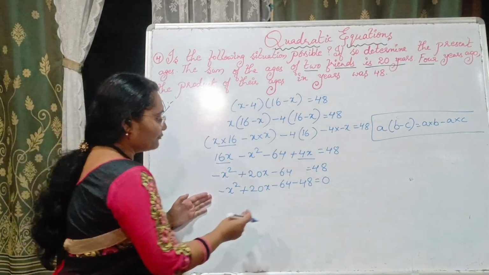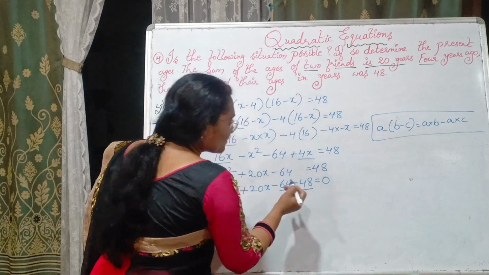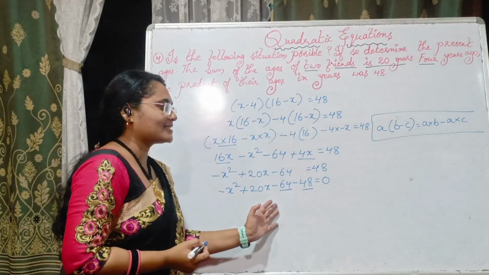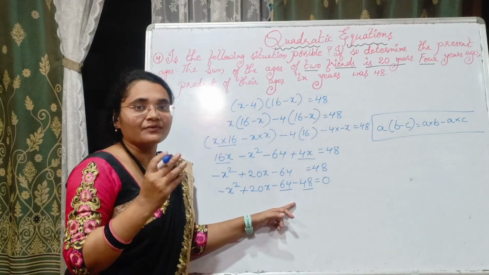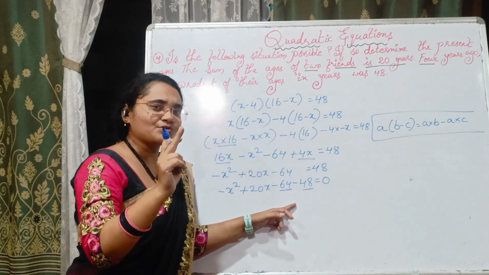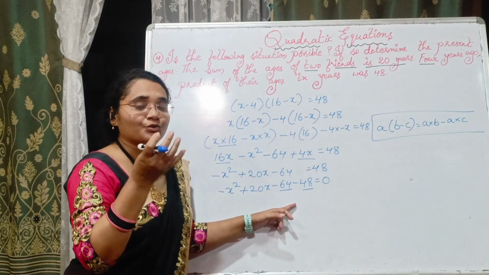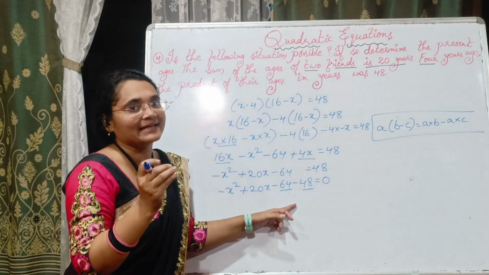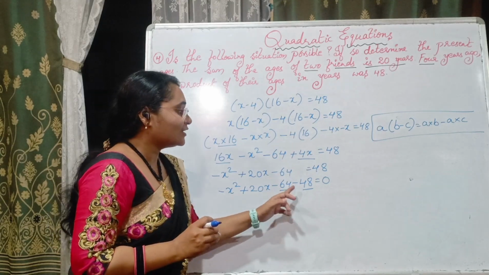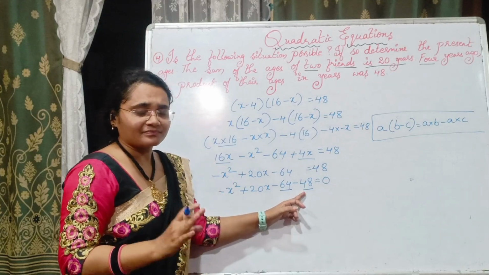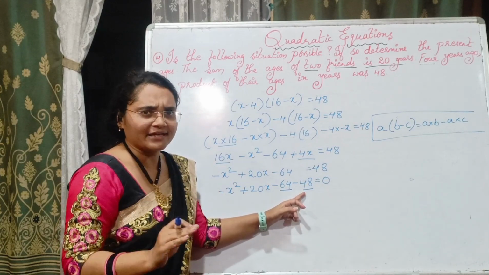Now we can calculate minus 64 minus 48. Here the logic is there, students. Whenever you see one positive symbol and one negative symbol, you should take the difference and assign the symbol of the greater value before it. When you see two same symbols, it may be positive or negative.